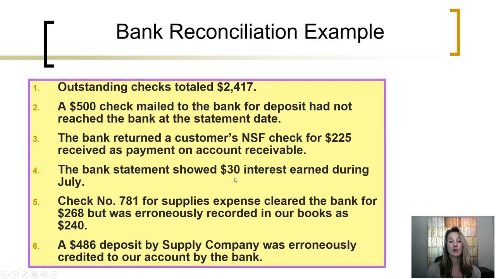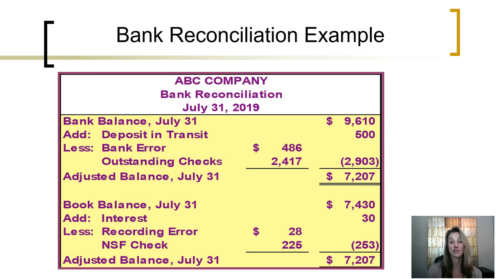The bank statement shows $30 interest was earned during July. $30 in interest was earned, but the books did not know that it had been earned and deposited in the account because the books didn't find out until the bank statement was received. So the books do not know about that item. So this reconciling item is going to be on the book side of the reconciliation. Now that the books know about it, we need to increase cash because interest was earned.